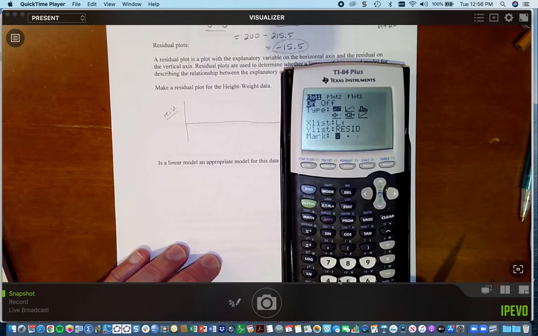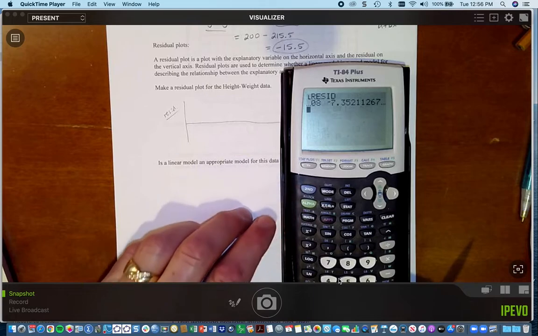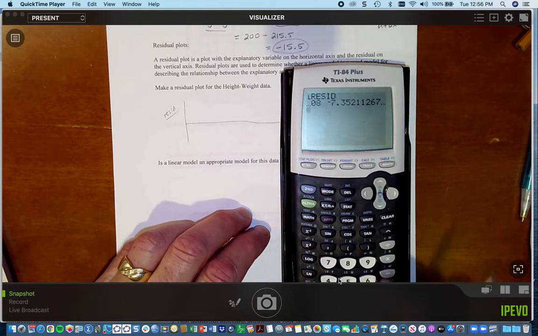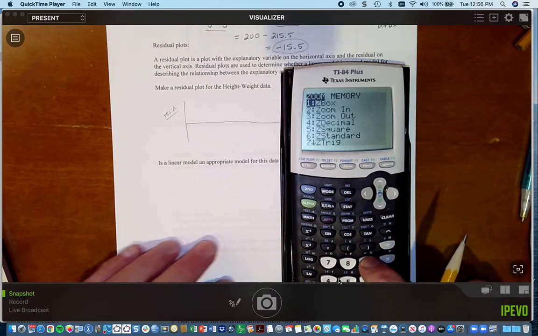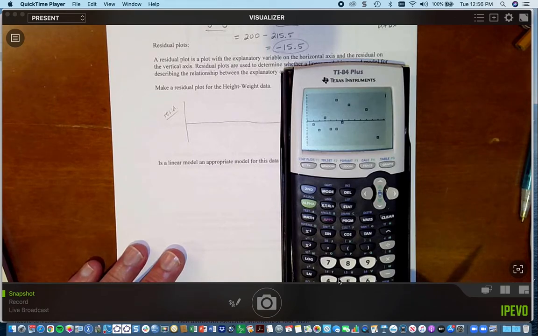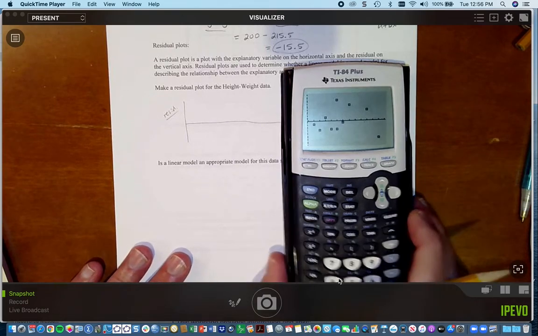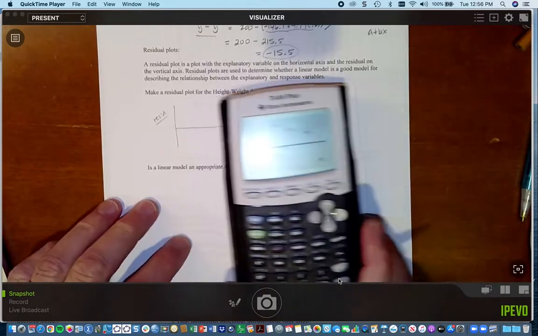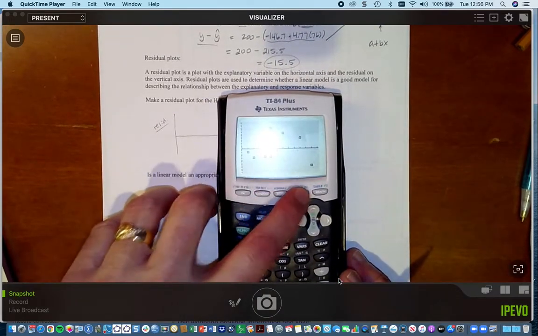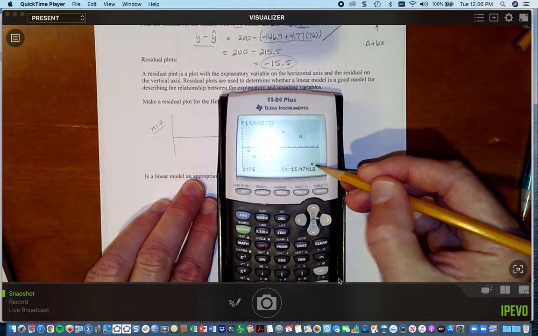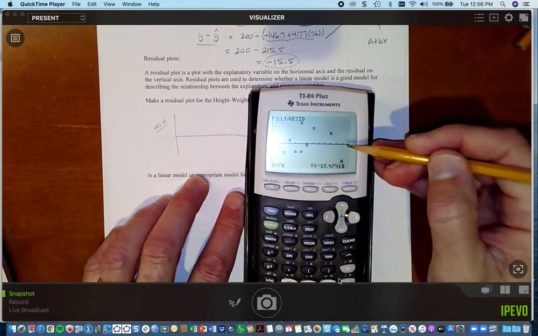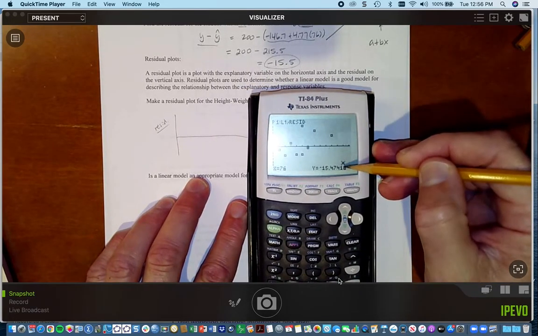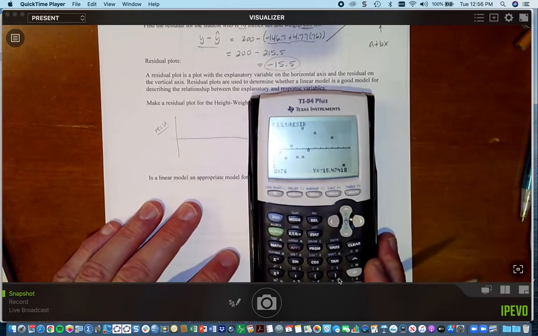Okay. And then I'm going to exit out of here, and I'm going to hit zoom and then the number 9. All right, so there's my residual plot. That point that's here, if I hit the trace button, it takes me down to that point, and it says that guy is 76 inches tall and his residual is negative 15.5.